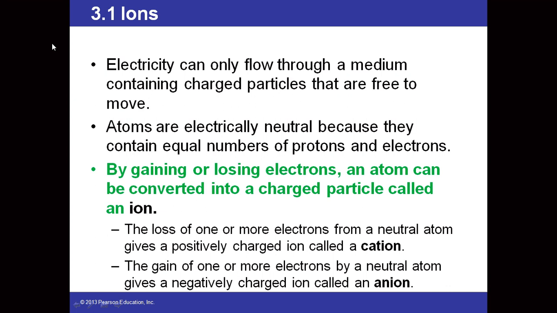Now, in the process of their interactions, they cause the transfer of electrons. This means that by gaining or losing electrons, an atom can be converted into a charged particle called an ion. An atom can form one of two kinds of ions, either a cation or an anion. The loss of one or more electrons from a neutral atom gives a positively charged ion called a cation. The gaining of one or more electrons results in the atom becoming negatively charged, and thus it is called an anion.